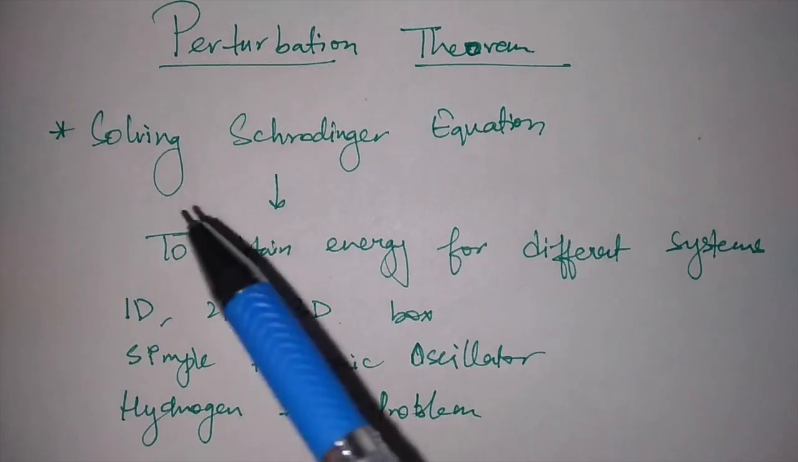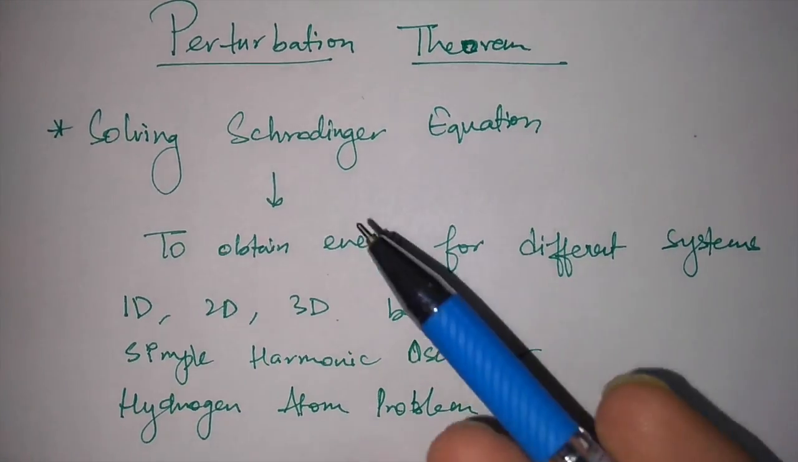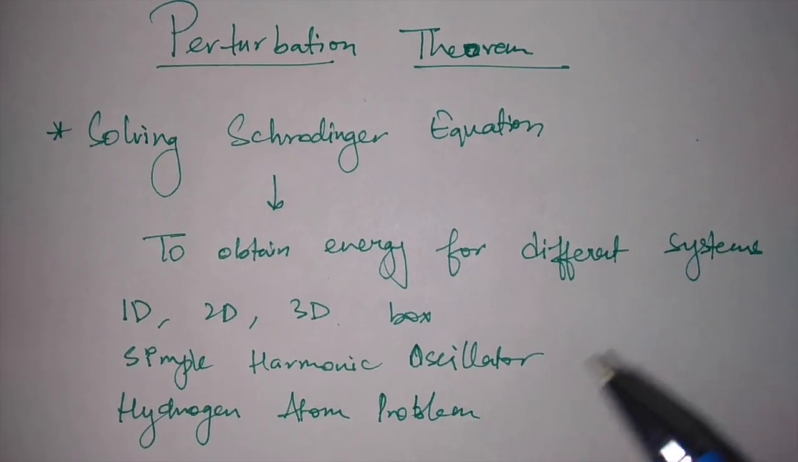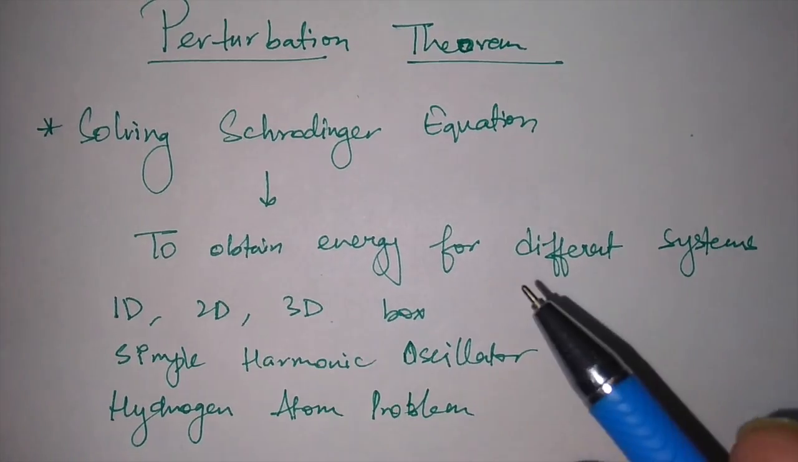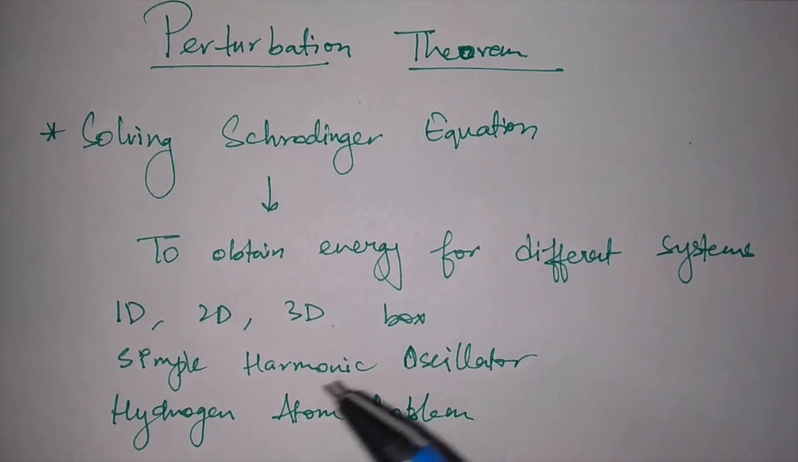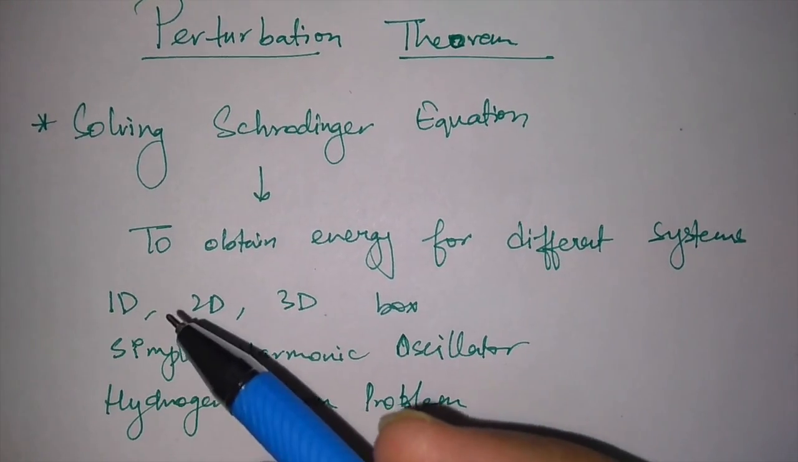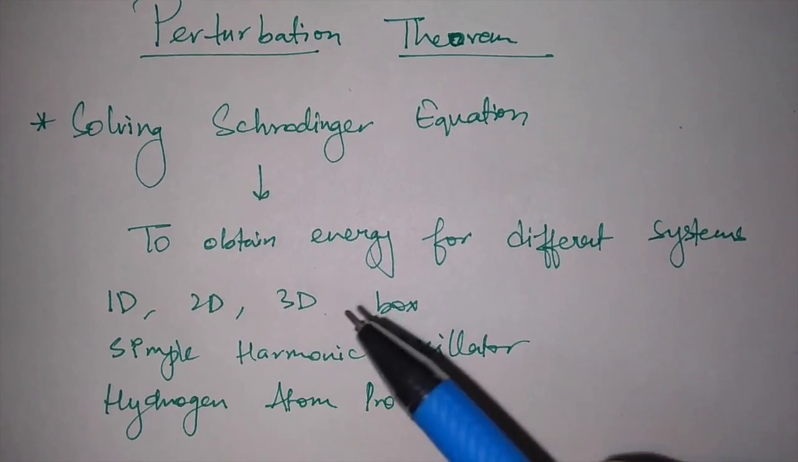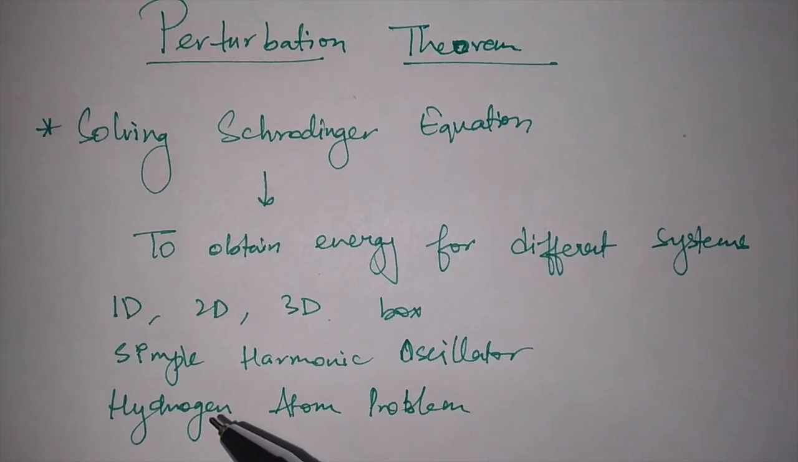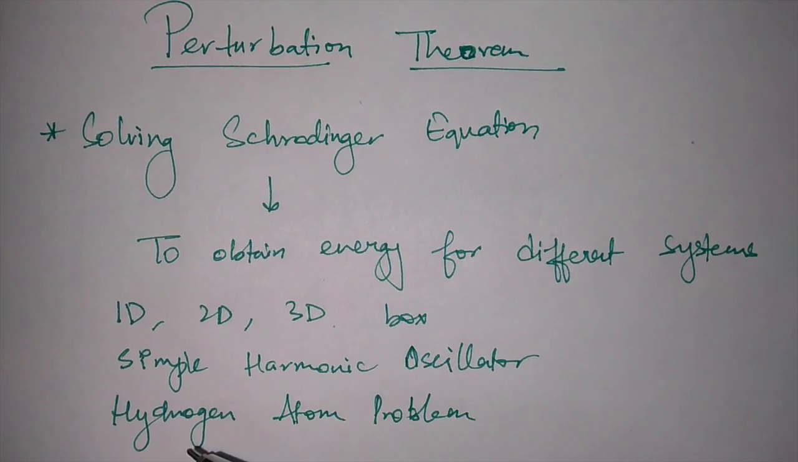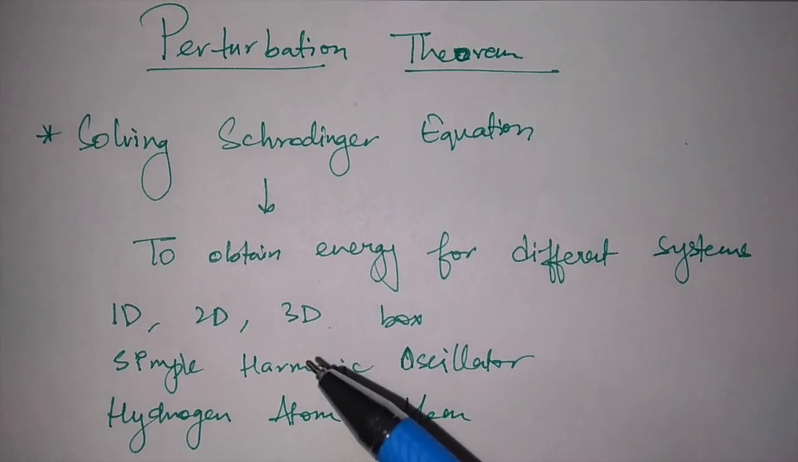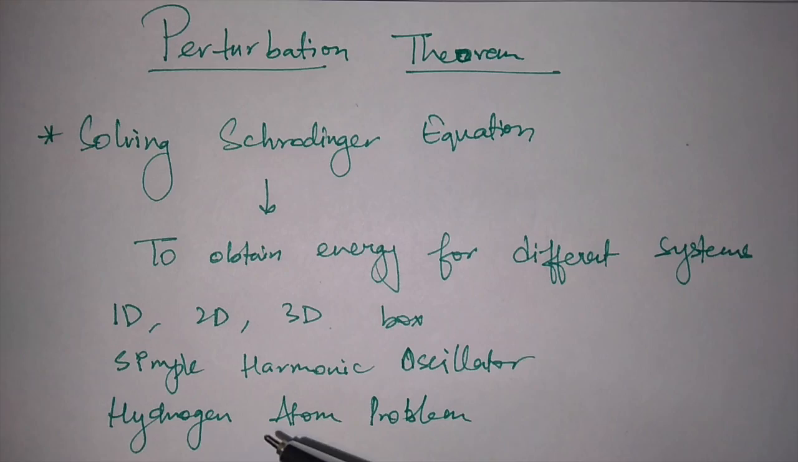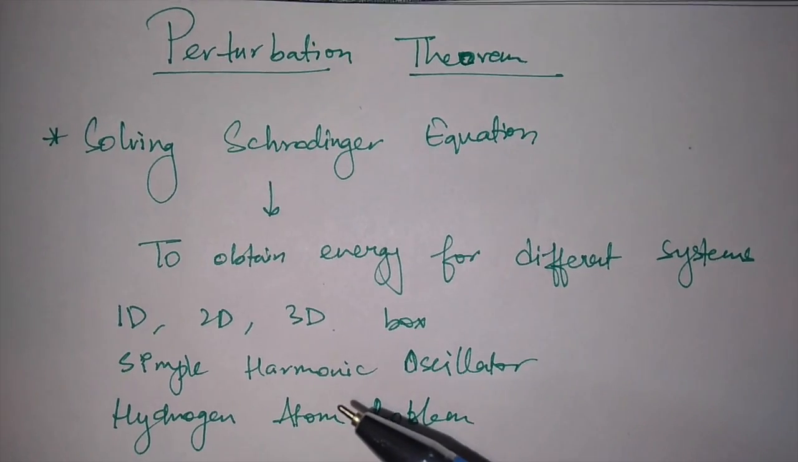So see, we actually solve our Schrodinger wave equation, or Schrodinger equation, and the need of that Schrodinger equation is to obtain energy for different systems, right? So we have different systems, like let's say a particle in a one dimensional, two dimensional or three dimensional box. Then we have the simple harmonic oscillator as well. Then we have the hydrogen atom problem. To find out the energy of these systems, we use the Schrodinger equation to solve, right?